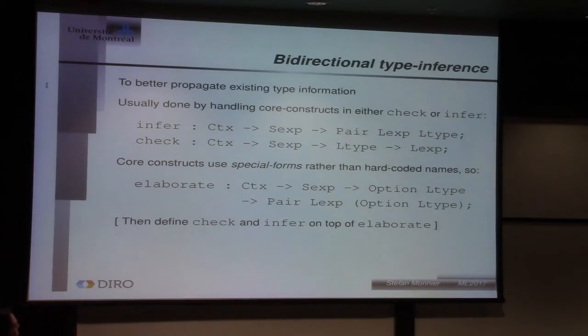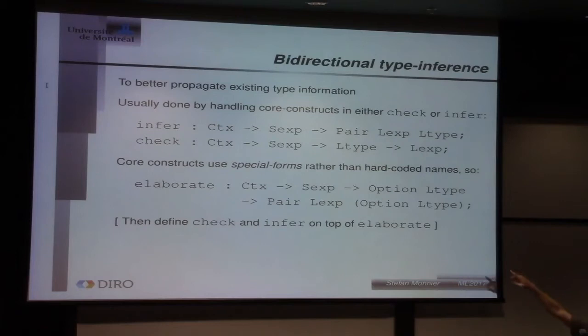In our case, this is a bit problematic because this use of special forms means that you can't really know beforehand whether it's going to be one of those forms that should be inferred as opposed to one of those forms that should be checked. So in the end, both functions look very much the same. And so instead I define an elaborate function, more or less like the one I showed before, but I lied a little bit about the type.